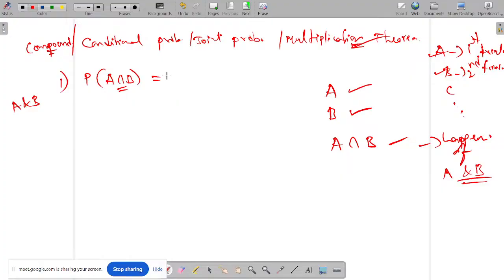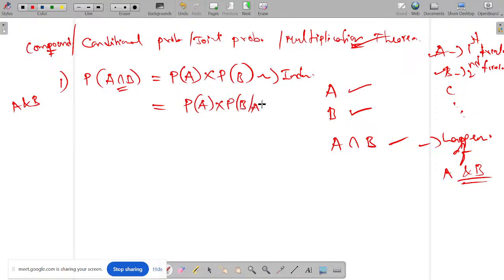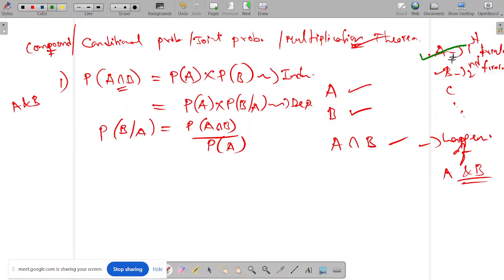So here when it is independent we'll say P of A into P of B directly. Am I right? This is in the case where A and B are independent. Whereas in the case of dependent we'll say P of A into P of B given A. This is in the case of dependent. P of B given A is equal to P of A intersection B divided by P of A. Here I was taking the sequence of happening first A then B.